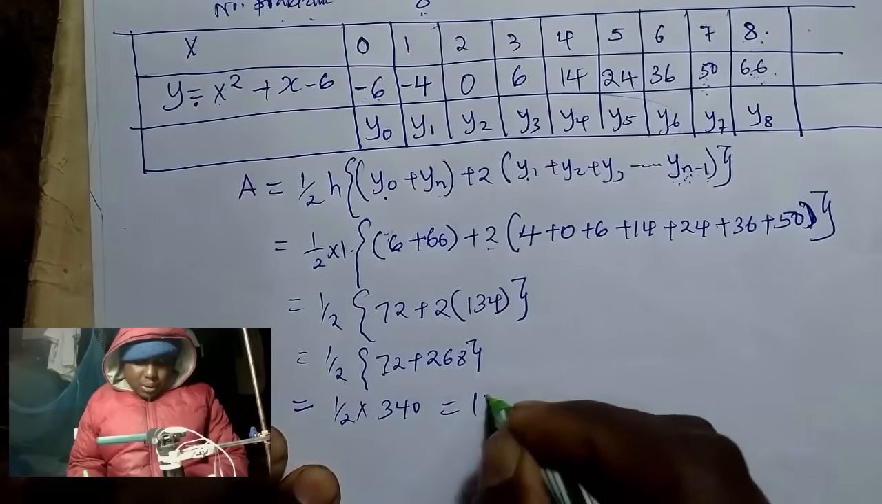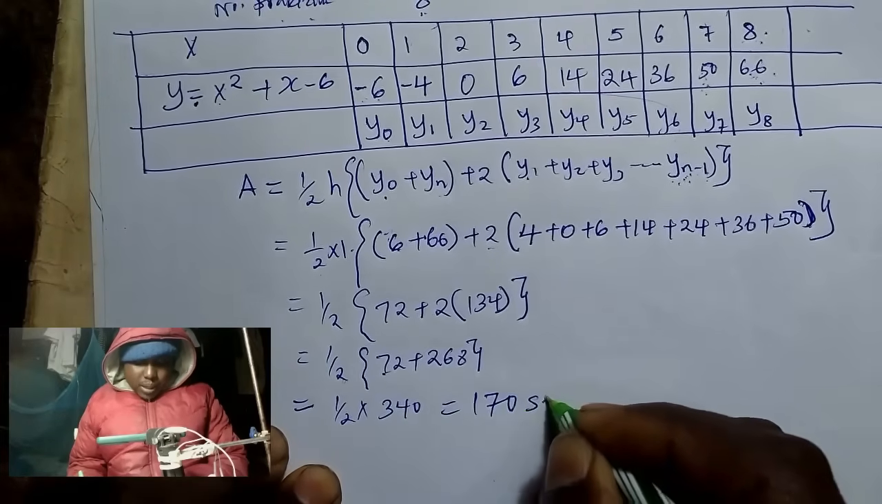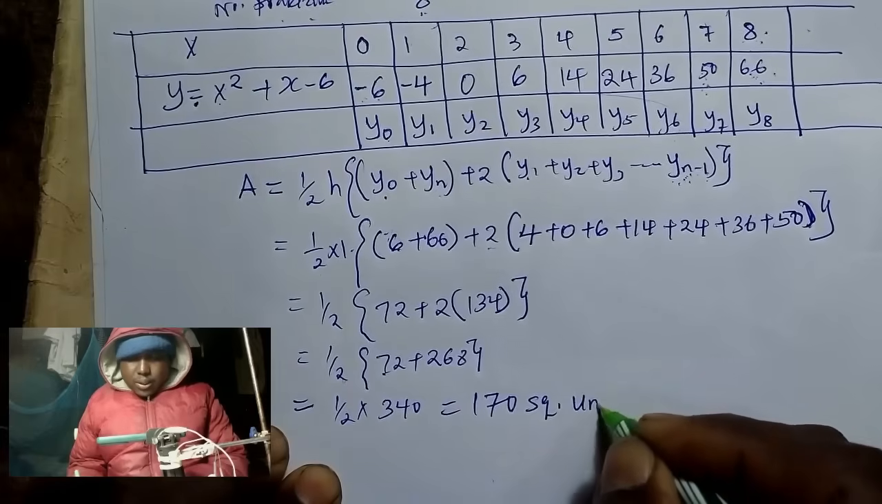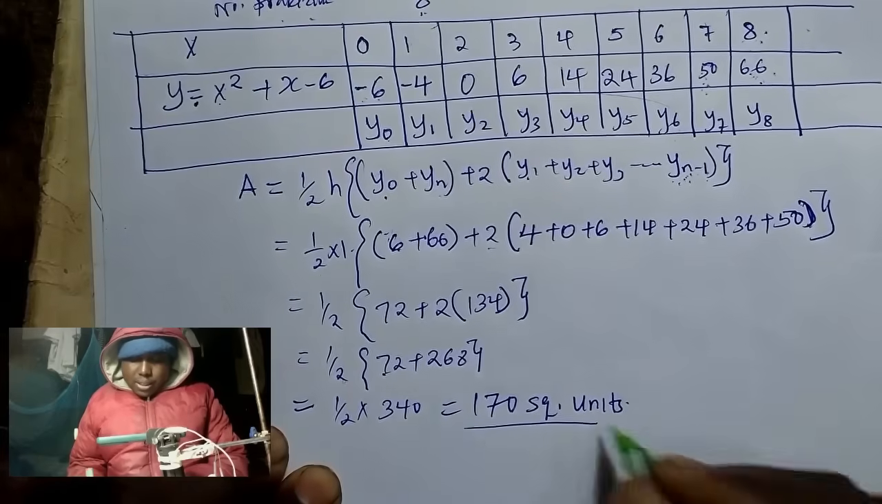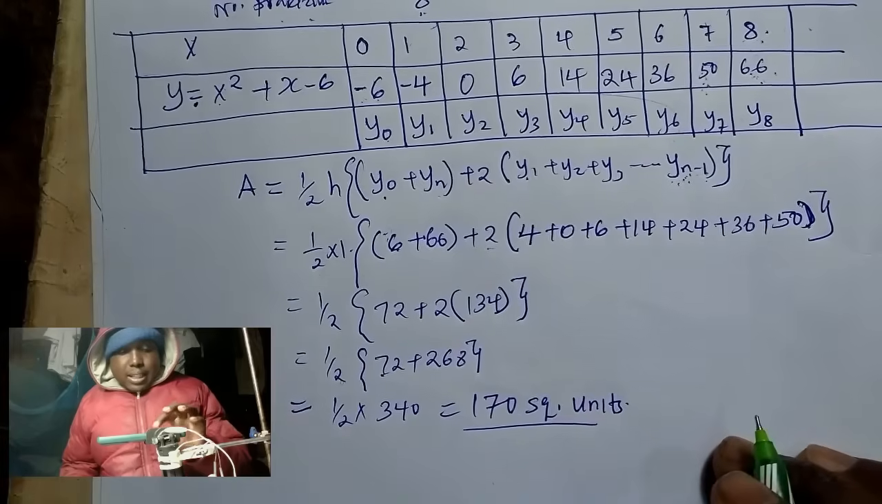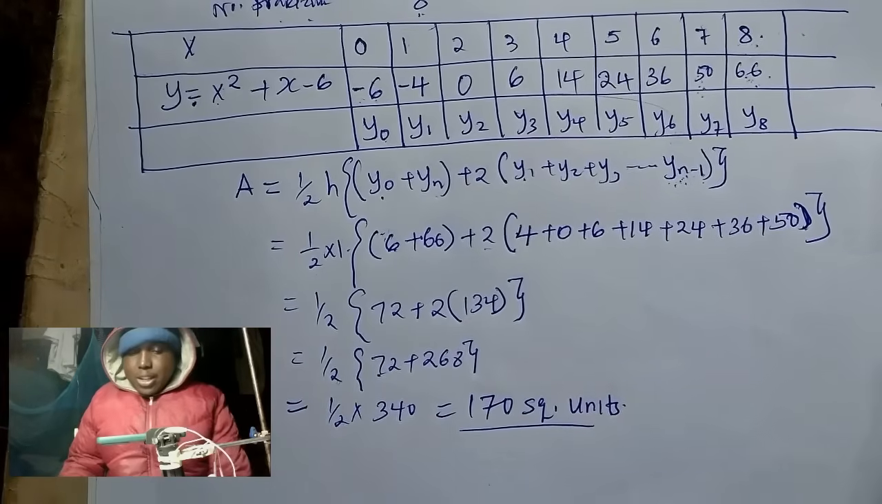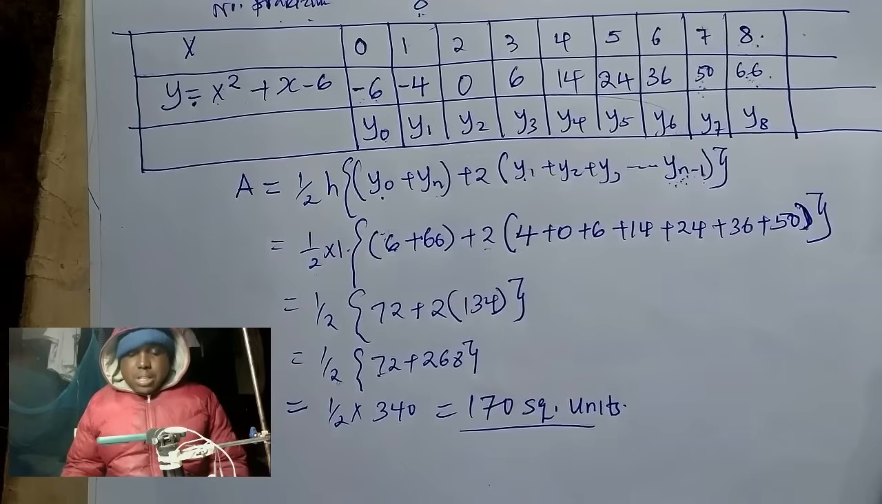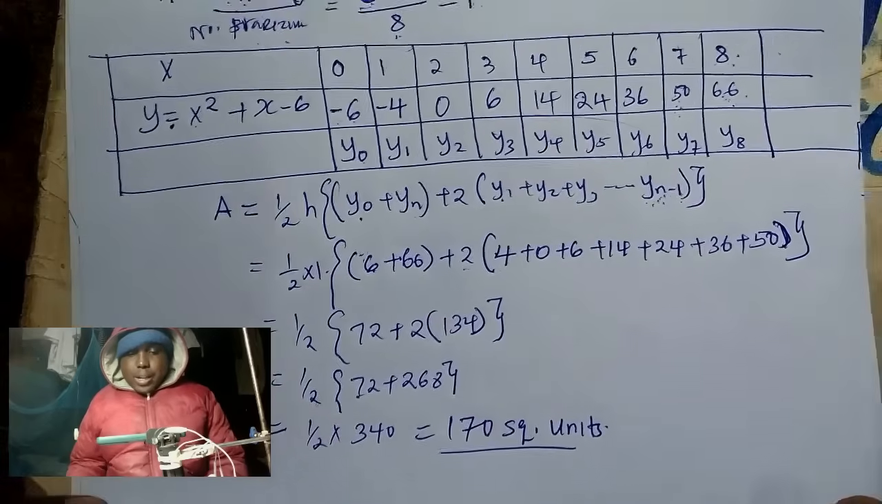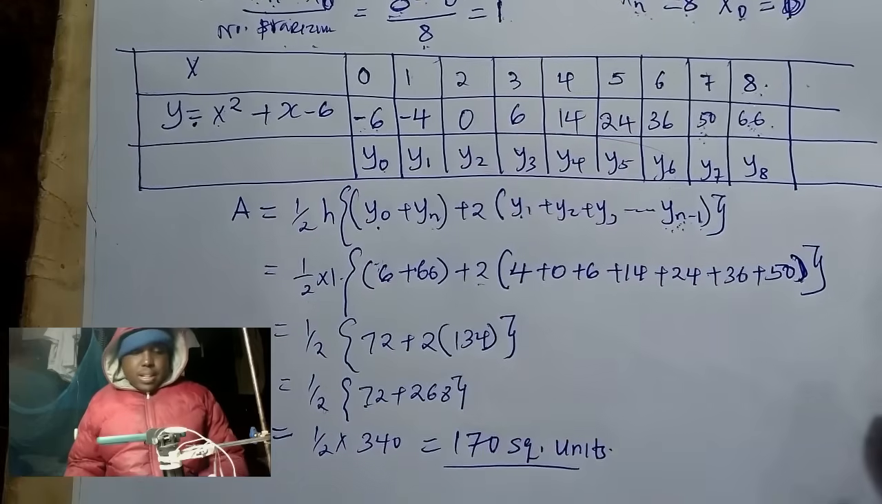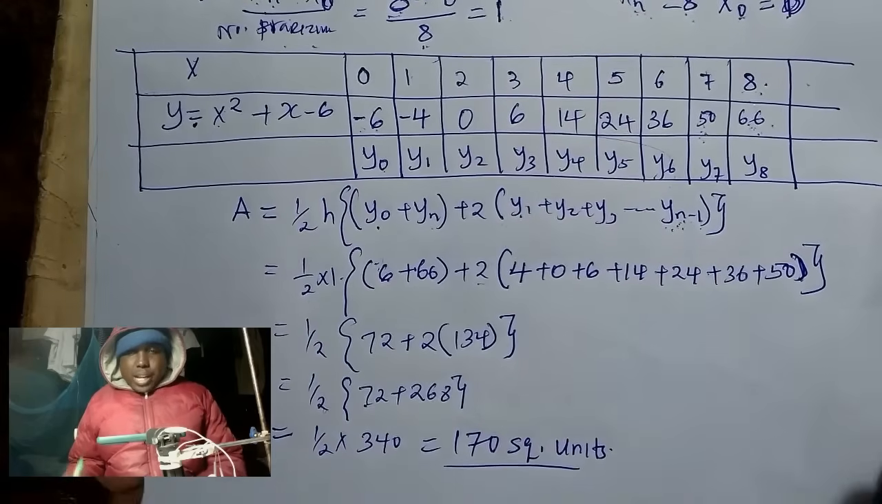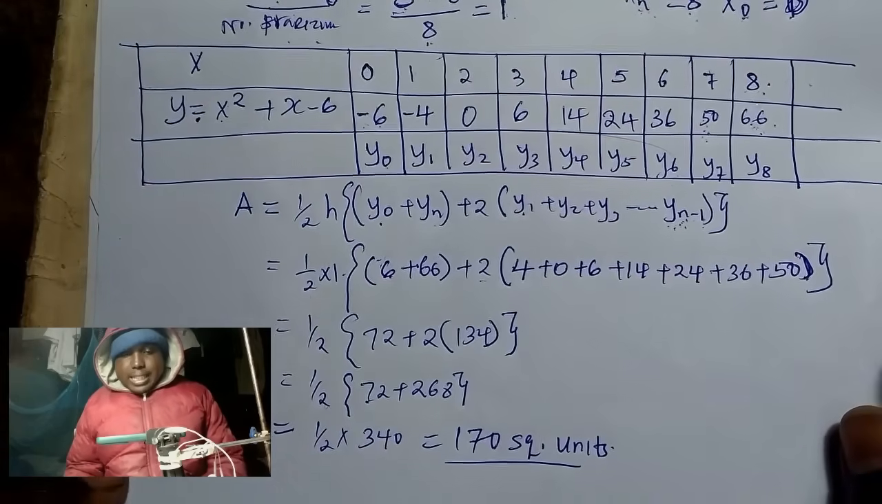And this one will give us 170 square units. And that is the area. We have approximated the area using the Trapezium rule. I want to do one example on the Trapezium rule, and then we do another example for the mid-ordinate.